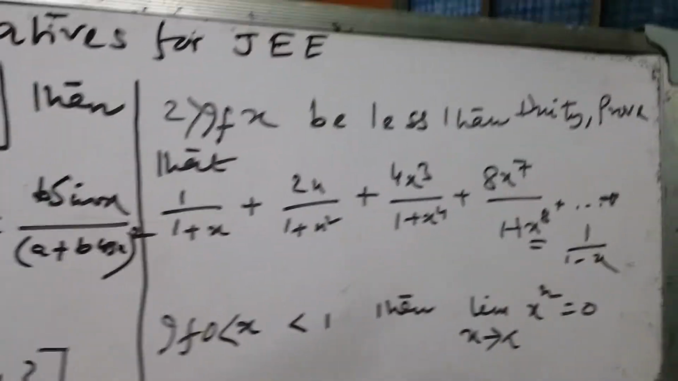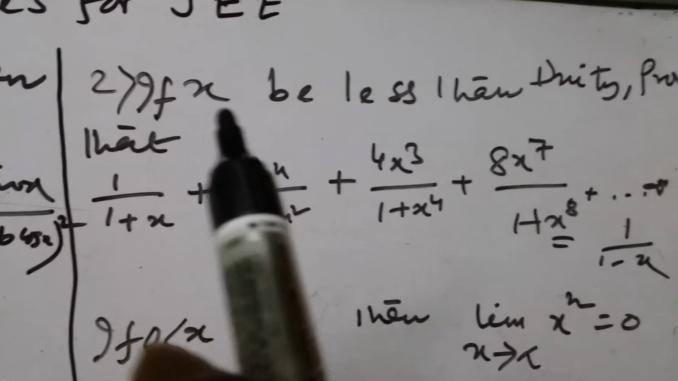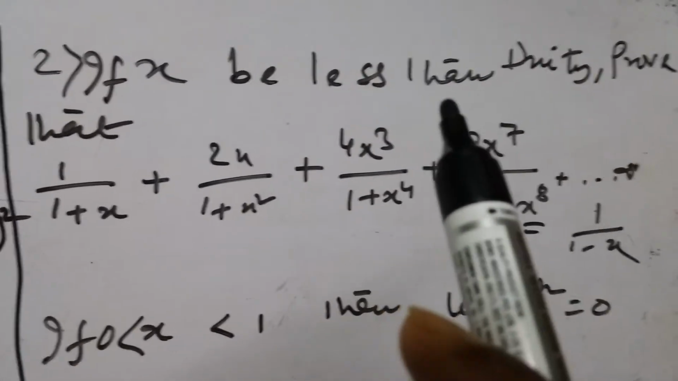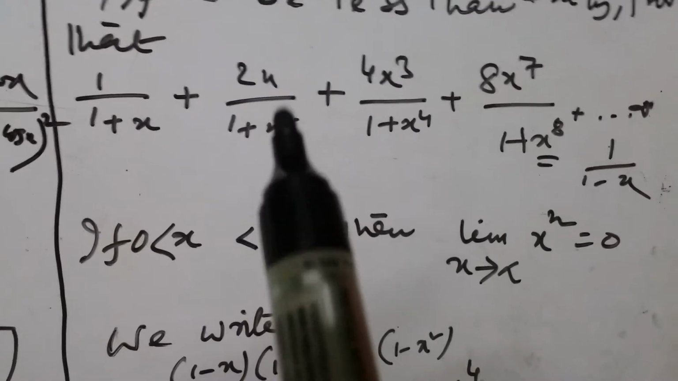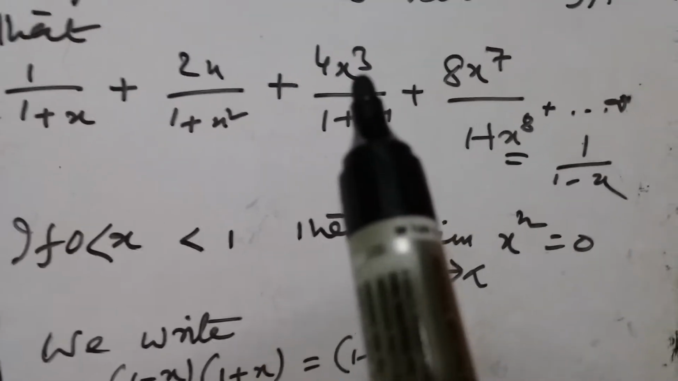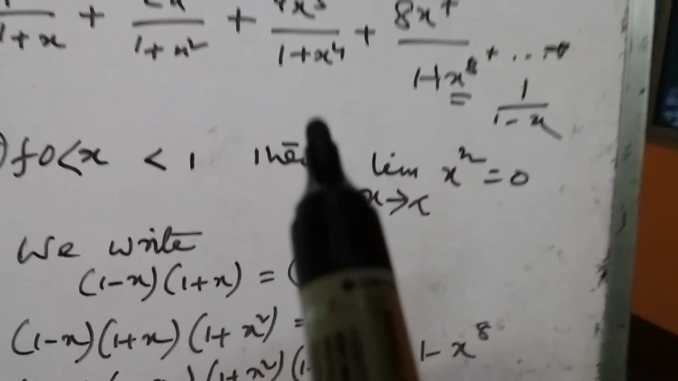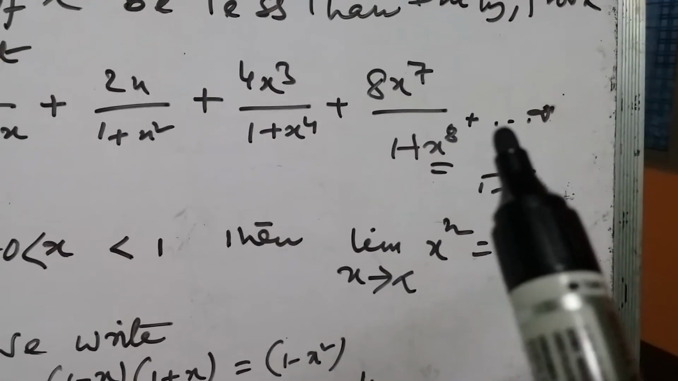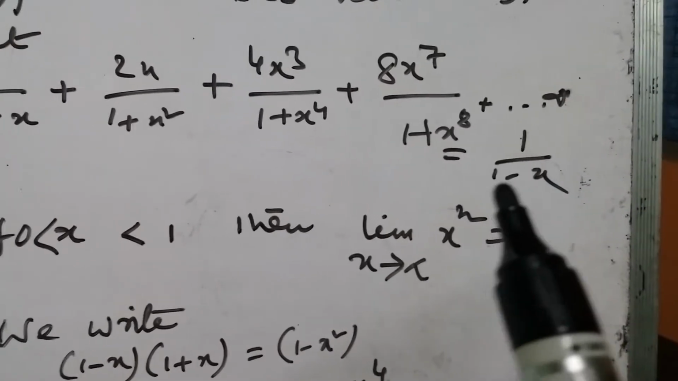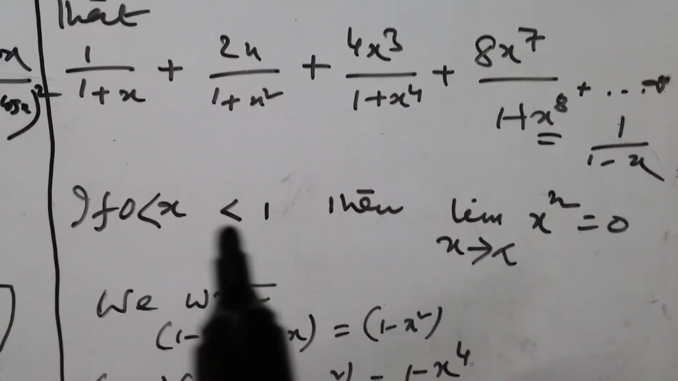Okay, now my second derivative. If x is less than unity, prove that 1 by 1 plus x, plus 2x by 1 plus x square, plus 4x cube by 1 plus x4, plus 8x7 by 1 plus x8, plus dot dot dot to infinity, equals 1 by 1 minus x.